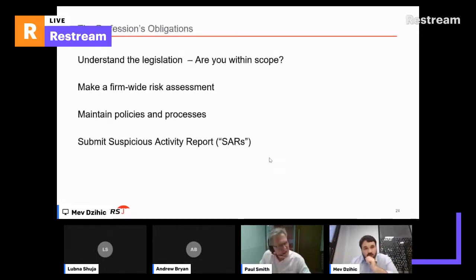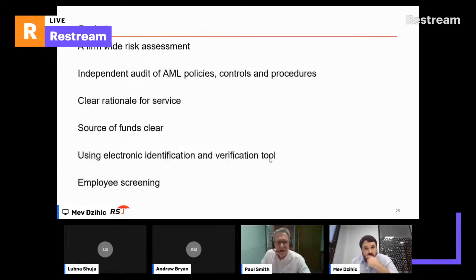So in terms of the profession's obligations, key ones really: understand the legislation. Are you within scope? Almost certainly will be. Making a firm-wide risk assessment, maintaining policies and processes to support your AML effort, and submitting suspicious activity reports. The legal sector, whilst we're seeing more reports going in, traditionally has had a fairly low reporting rate compared with others.